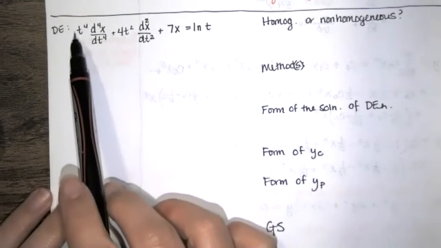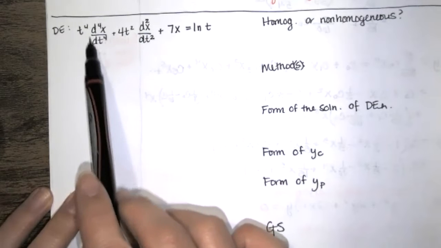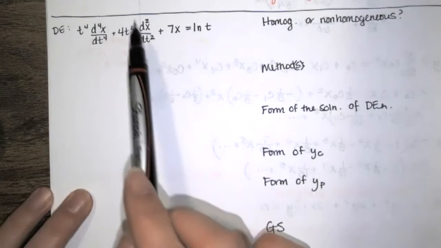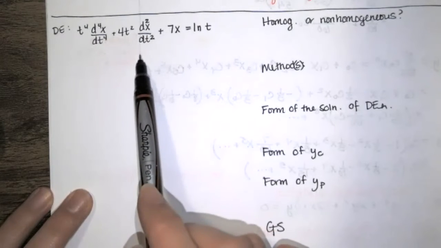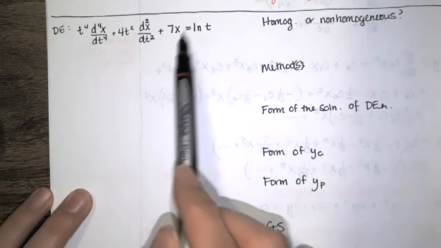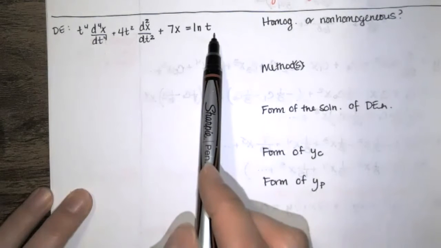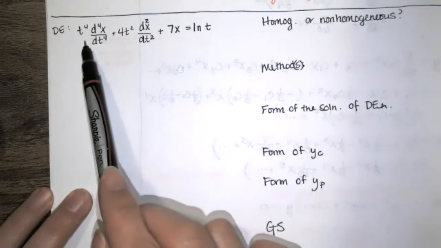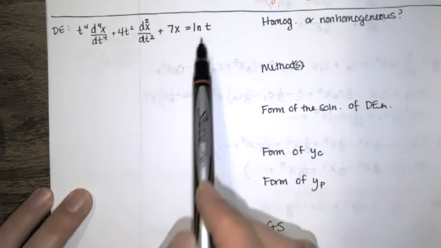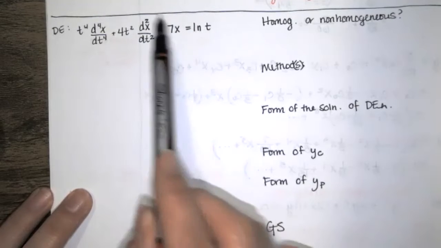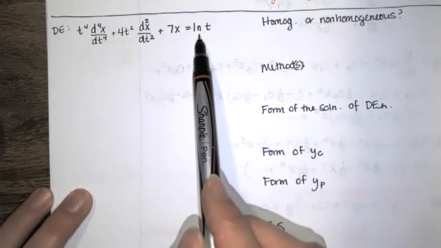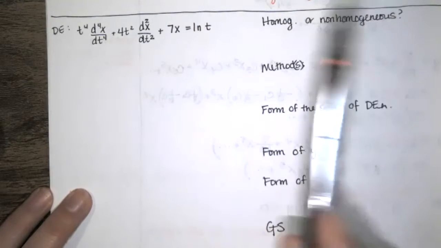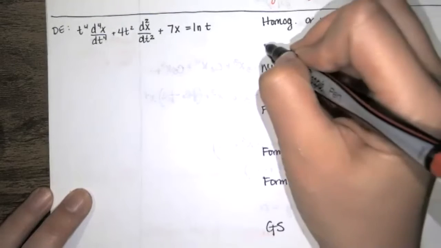This is a constant times t to the fourth times the fourth derivative of x with respect to t. And then I'm adding a constant times t squared times the second derivative of x with respect to t. And then I've got a constant times x here equals a natural log of t. Since this side involves x and x's derivatives, and this side involves the independent variable t only, and there are no other terms involving the independent variable t only, I can just look at the right-hand side, and since it's not 0, I can say that this differential equation is non-homogeneous.